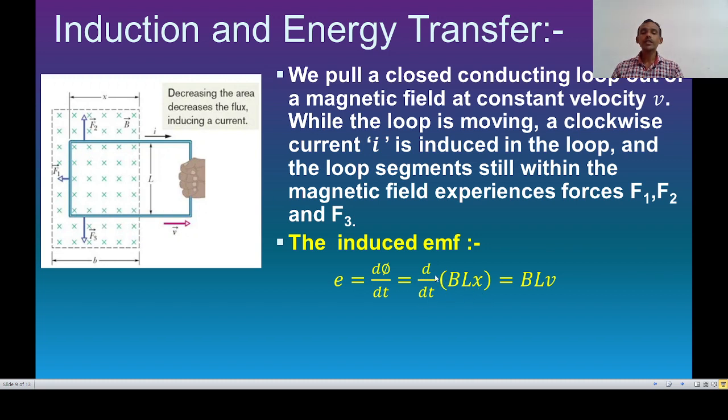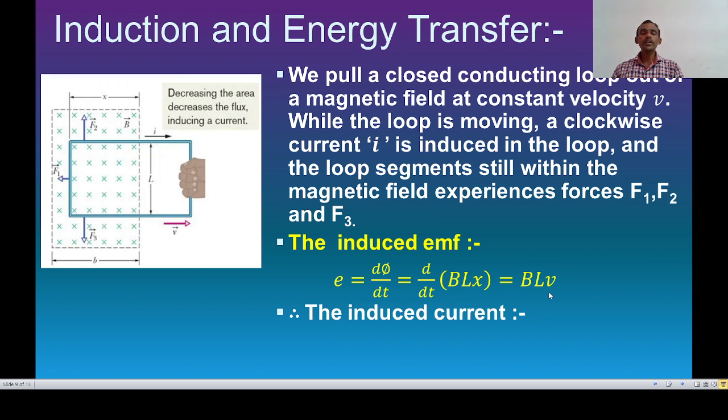Therefore, we can write here BL into dx/dt. dx/dt is nothing but the velocity. Therefore, we can write here E is equal to BLV. That much is the EMF that will be induced in this loop.